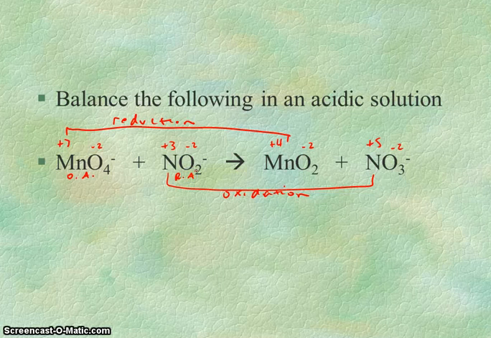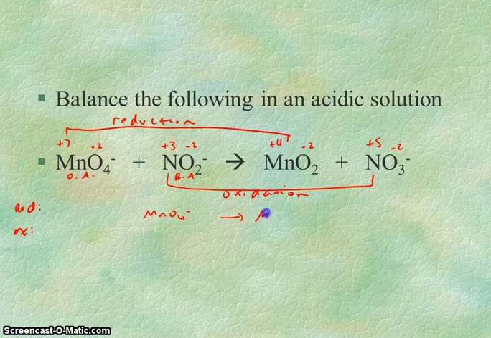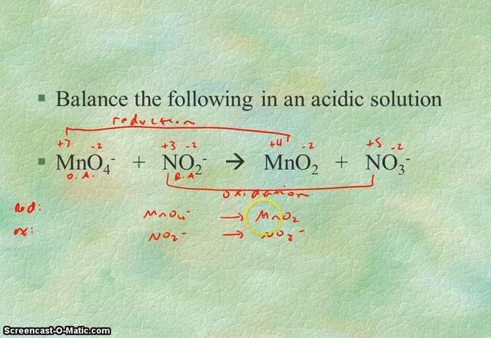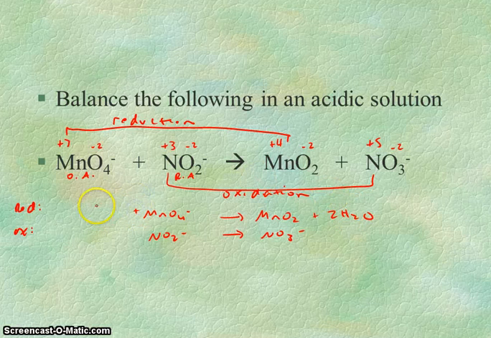So now we're going to balance. We're going to write our reduction half reaction and our oxidation half reaction. So we're going to have permanganate to manganese dioxide and nitrite to nitrate. All right, so manganese is balanced, 4 oxygens, 2 oxygens. So we have to add 2 waters. 4 hydrogens, so we have to add 4 hydrogen ions.